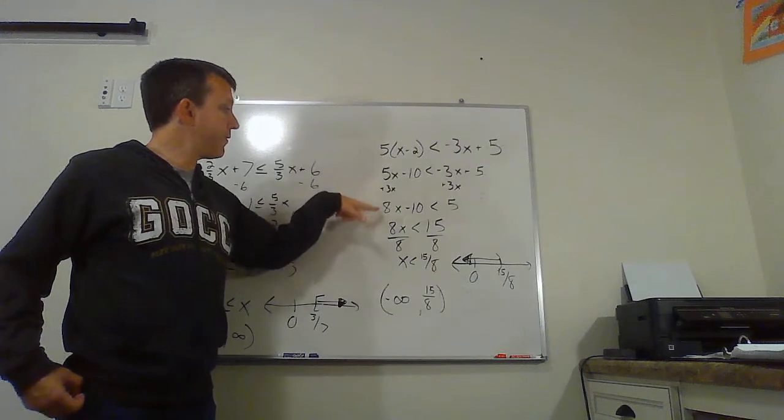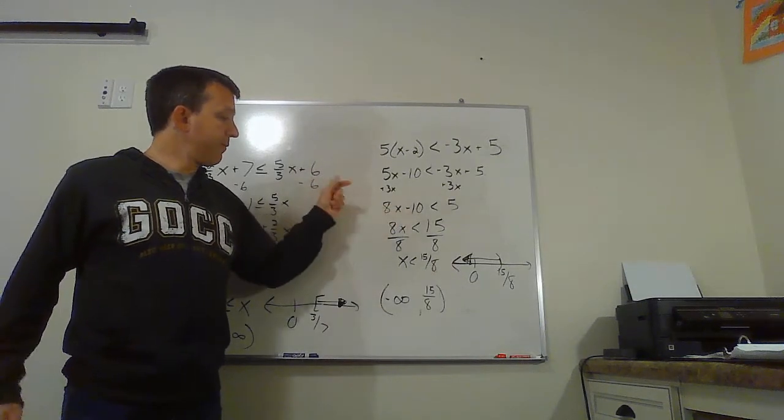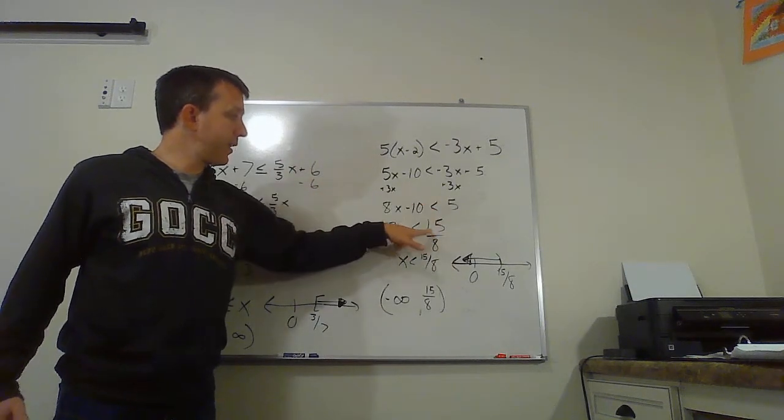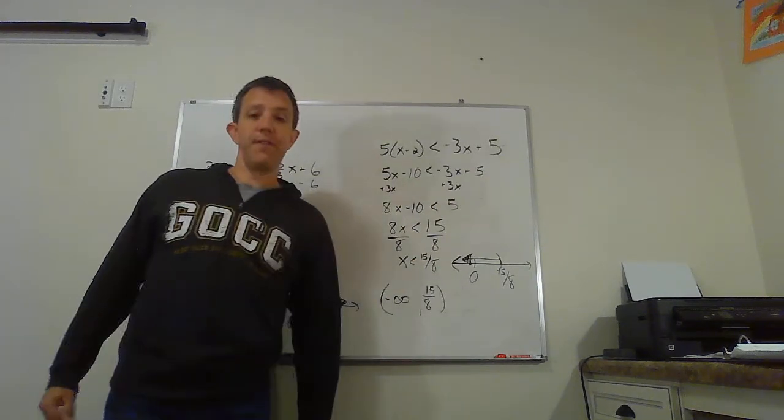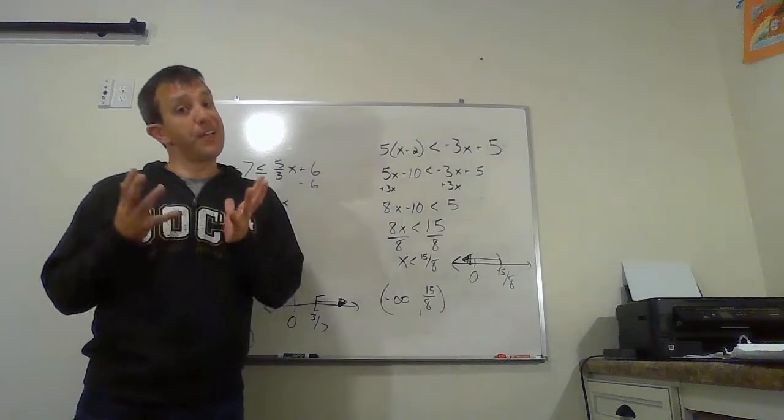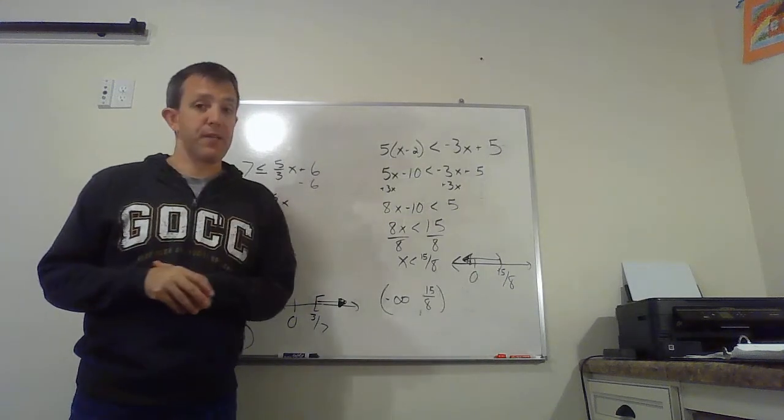So I add: 5 and 3 is 8. This time I forgot to write it down, but I added 10 to both sides. That's where I got 15. And I divide by 8. So I get x is less than 15/8. Again, I didn't switch the sign because I divided by a positive number.